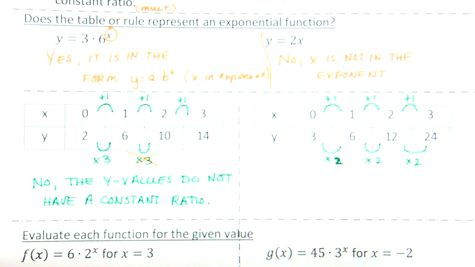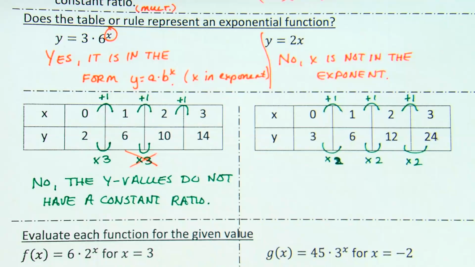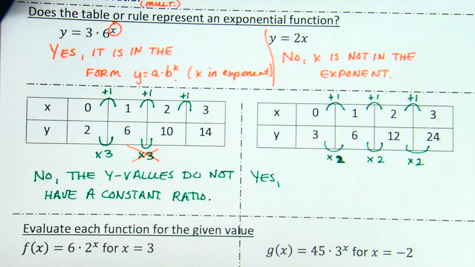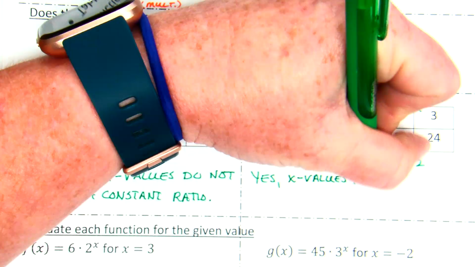Okay. Frowny faces at top and I don't know what down at bottom, but okay, times 2 times 2 times 2. Did it work? Yeah. So, does this represent an exponential function? Yes. And if you're looking for a reason, yes. X values had a constant difference. Y values have a constant ratio.